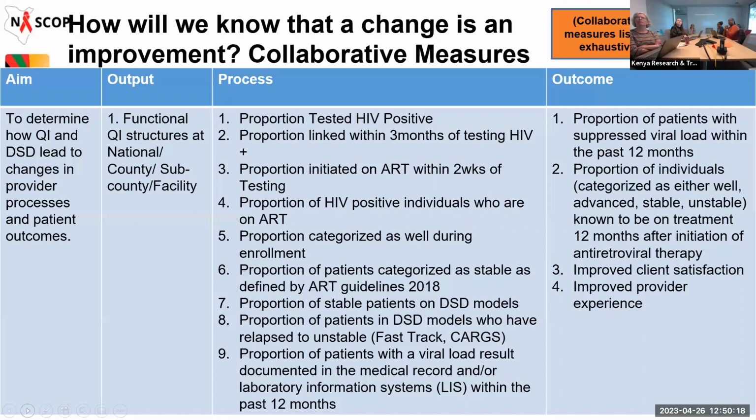Yeah, so when answering the question, how will you know that a change is an improvement? Part of the work of the national team was to design collaborative measures. You know, think through what are these things we want to measure to give us our aim, our outputs, our process measures and outcomes. So the teams were all exposed to these measures and supported to know how to identify what to measure, depending on what they were trying to track.